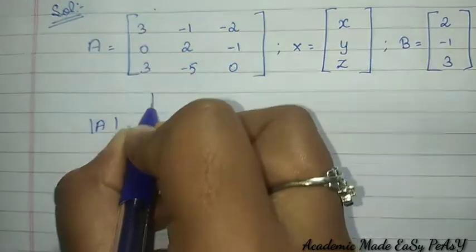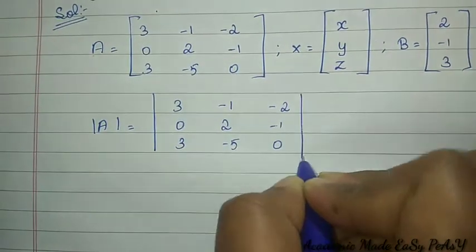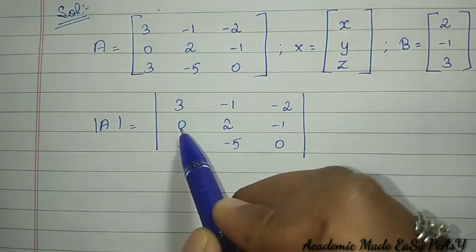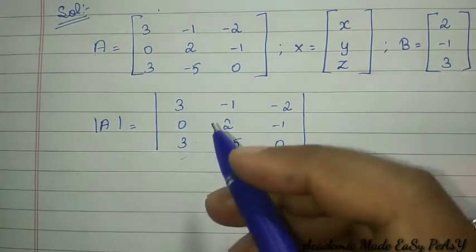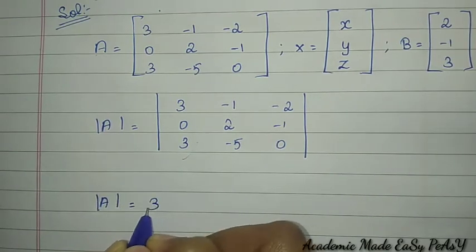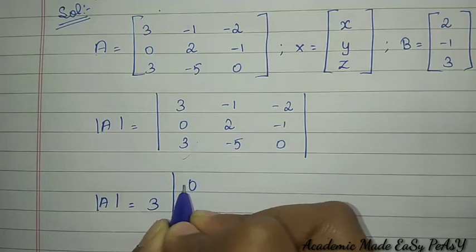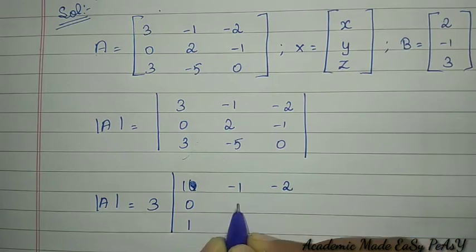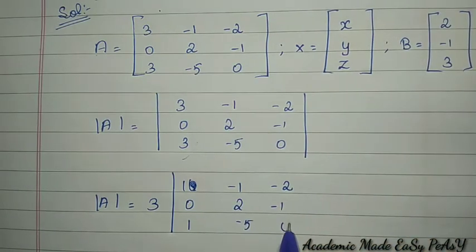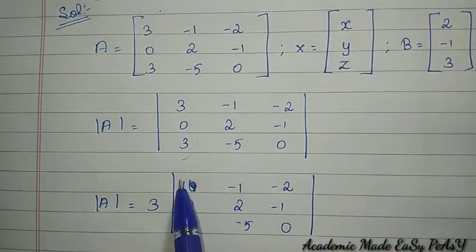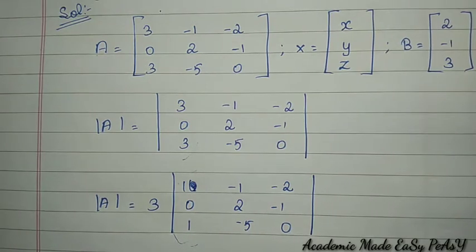So determinant A is equal to 0. If you check in this column 1, I have 3 common, isn't it? 3 ones are 3, 0 3s are 0, 3 ones are 3. So I will just take this 3 outside. So determinant A is equal to 3 into 1, 0, 1, minus 1, 2, minus 2, 2, minus 1, minus 5, 0. So this is my matrix. Now I will just expand through this column since I have 1, 0 and it will be easy for me to do the calculations.